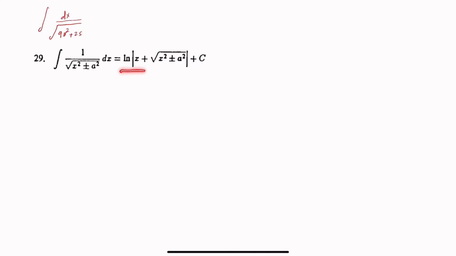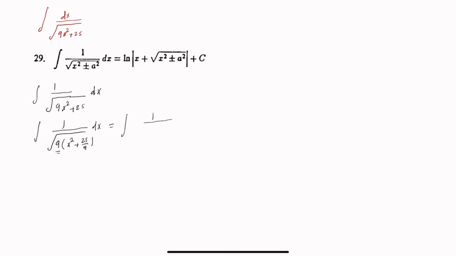Notice in here, to be able to use the antiderivative, x has to be left alone. Here we have 9x squared, so let's do that. The integral on the top is just 1 over the square root of 9x squared plus 25, and then dx. So in the denominator, I'm going to try to factor the 9 out. So 9, and then factoring from x squared, it's going to be x squared plus 25 over 9, dx. Now that's going to be equal to the integral of 1 over, and then I can factor the 9 out of the square root.